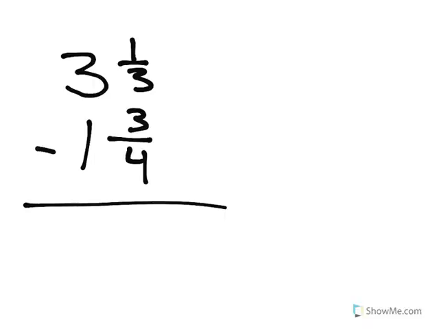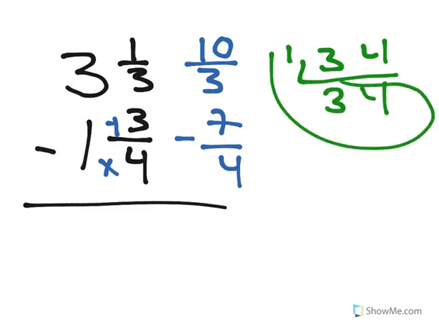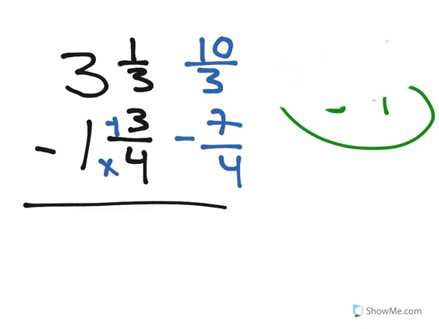There's different ways to do this. You can change it to an improper fraction if you like. 3 times 3 is 9, plus 1 is 10 thirds, minus 4 times 1 plus 3 is 7 fourths. At this point, I know I don't have a common denominator, so I know if I put it in the sled, nothing goes into 3 and 4 but 1. So if I multiply those two, I get 12. That's going to be my common denominator, so I'm going to use 12.